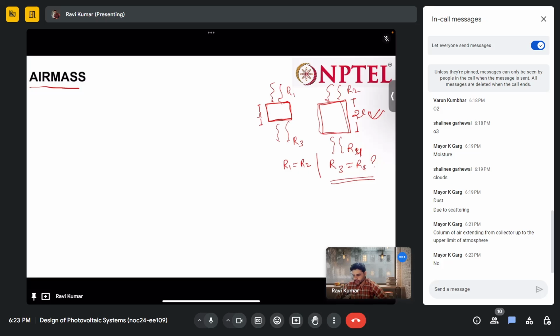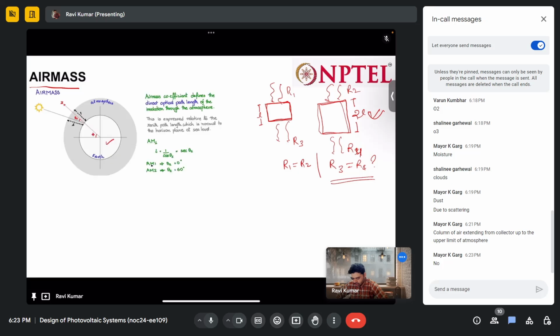Good. And your definition is also correct. So let's understand with the view of this earth. So we have this our earth, then we have this atmosphere, and let's say this is 1. We are assuming the perpendicular path is 1 and this is non-perpendicular path is L. Then air mass is defined as L equals 1 by cos theta z.